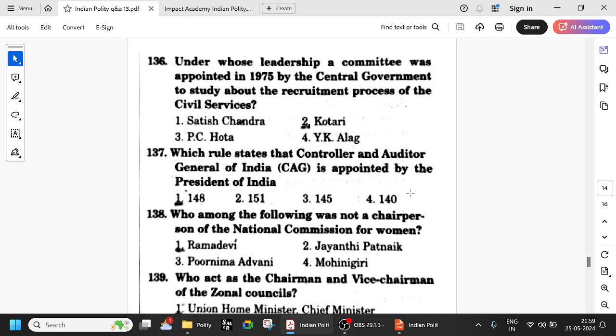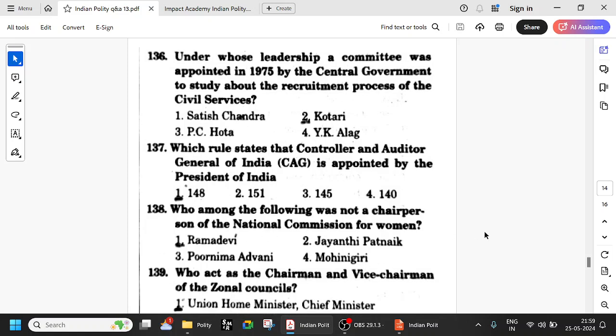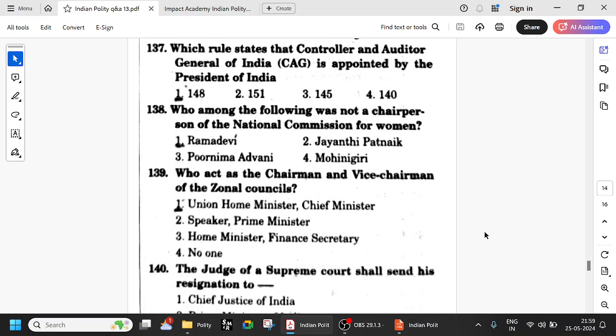Which among the following was not a chairperson of the National Commission for Women? So these others were chairpersons. Okay, difficult to remember. Just go through Mohini Giri, Purnima Advani, and Jayanti Patnaik.